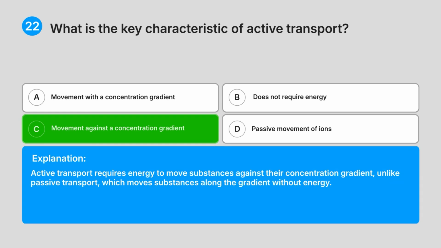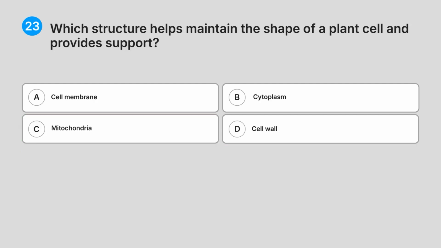Explanation: active transport requires energy to move substances against their concentration gradient, unlike passive transport, which moves substances along the gradient without energy. 23. Which structure helps maintain the shape of a plant cell and provides support?